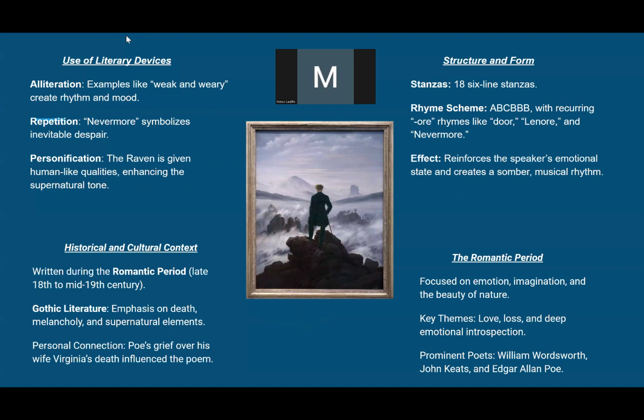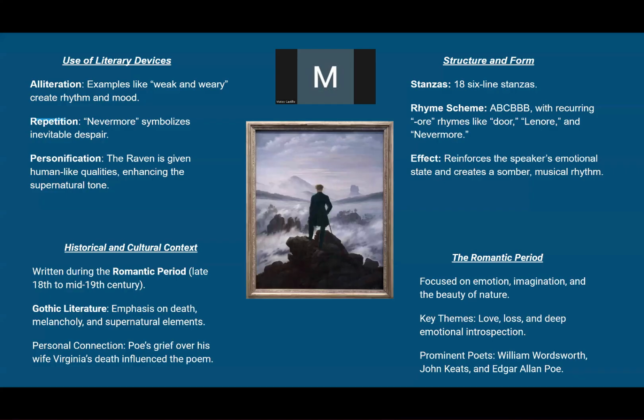The use of literary devices in the poem. The use of literary devices throughout the poem help the reader see a better understanding of the poem. For example, the use of alliteration, the weak and the weary, help create a sort of rhythm and a mood. Repetition of the word nevermore helps symbolize the inevitable despair, and the use of personification on the raven helps enhance the supernatural tone of the poem.